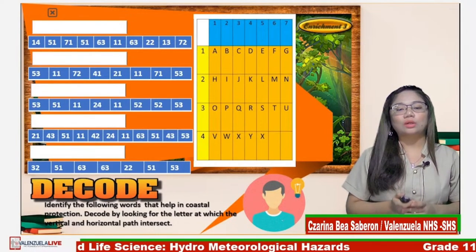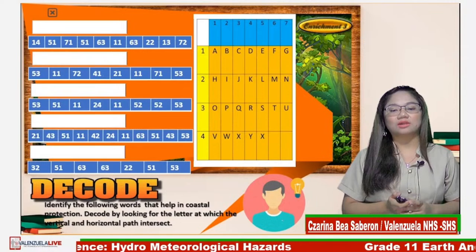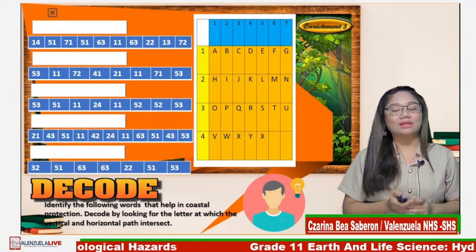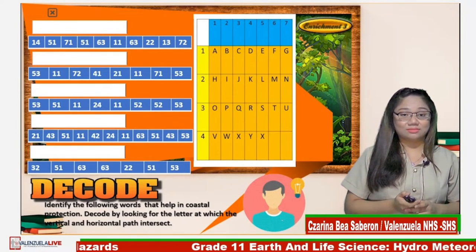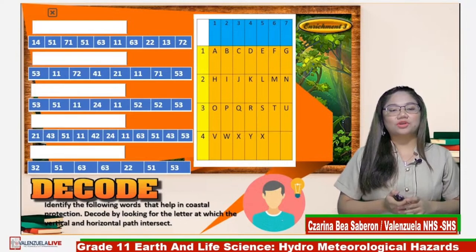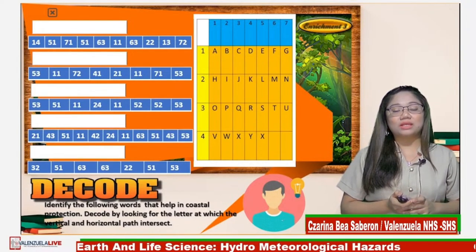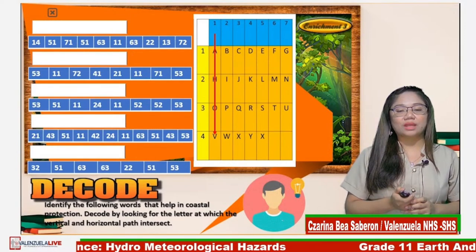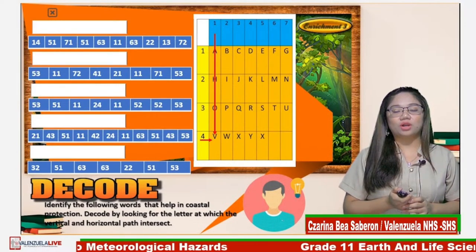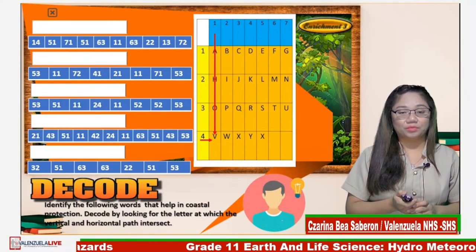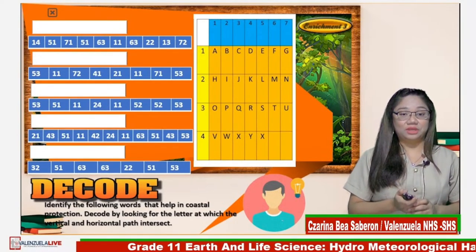So decode by looking for the letter at which the vertical and horizontal path intersect. To make that clear, for example, the first number is 14. So number 1 and then number 4. They intersect at letter V. So your first letter is V.